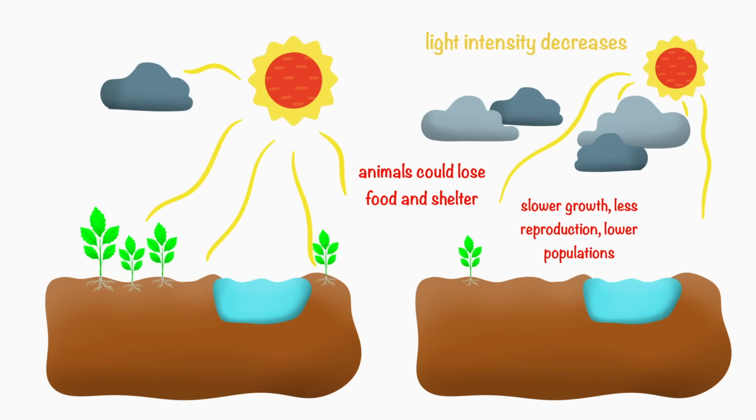The effects cascade through the ecosystem as herbivores lose food sources and shelter. Predator populations subsequently decline as their prey becomes scarce, demonstrating the interconnected nature of ecosystem responses.